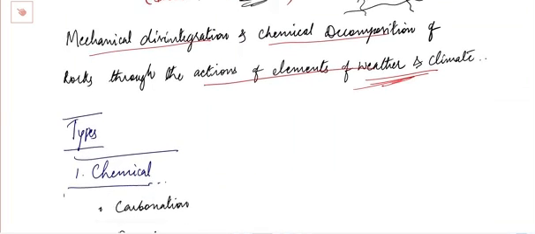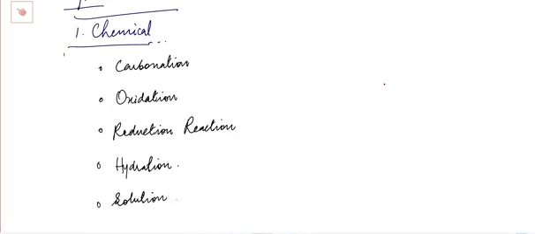So what are the types of weathering? First we'll see chemical weathering. In chemical weathering, the first is carbonation. So what actually is carbonation? Carbonation is a simple term. When carbon dioxide, that is CO2, reacts with rain, it forms weak carbonic acid.